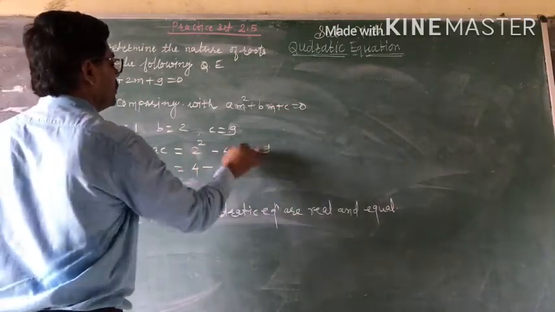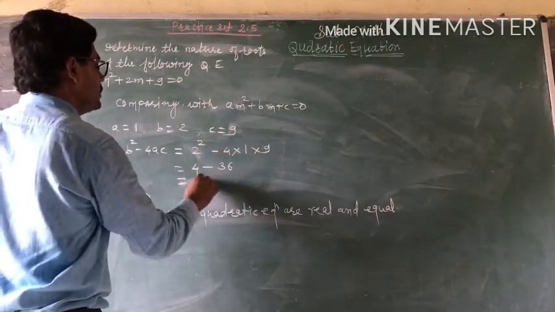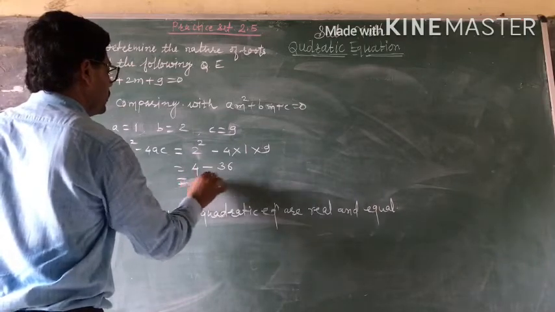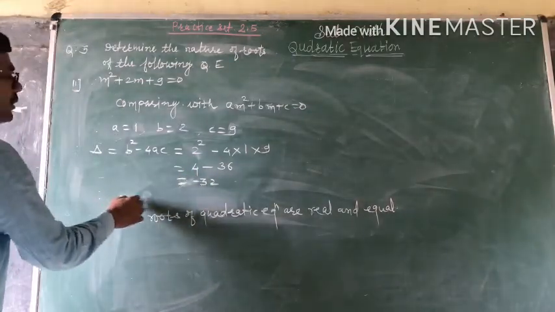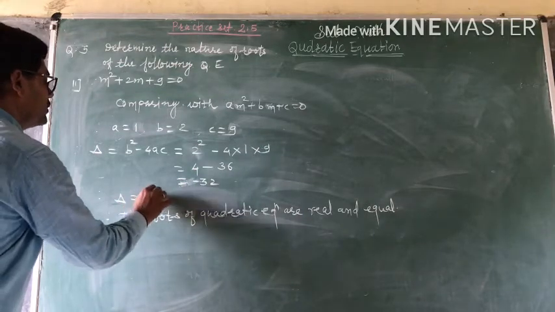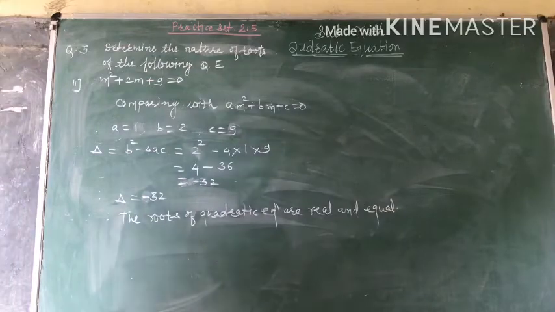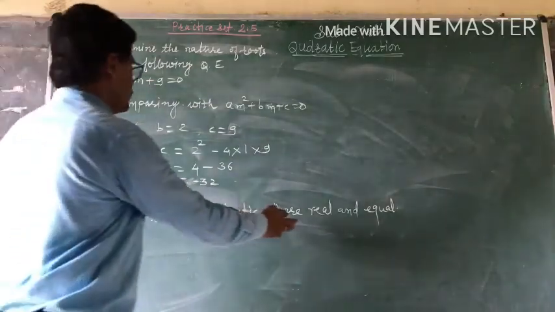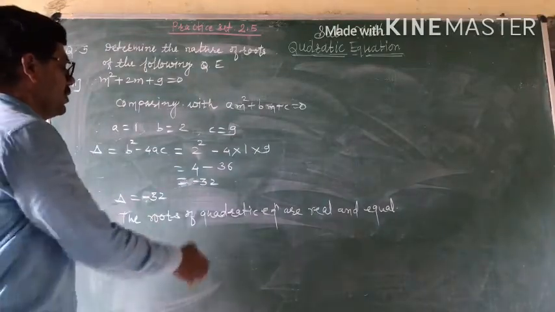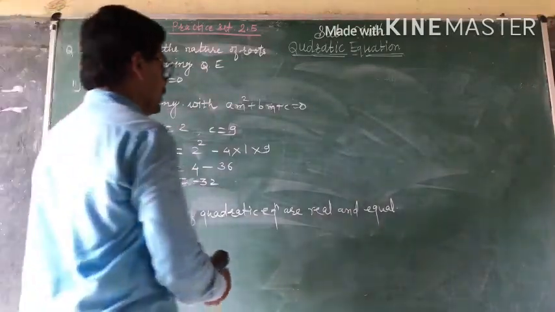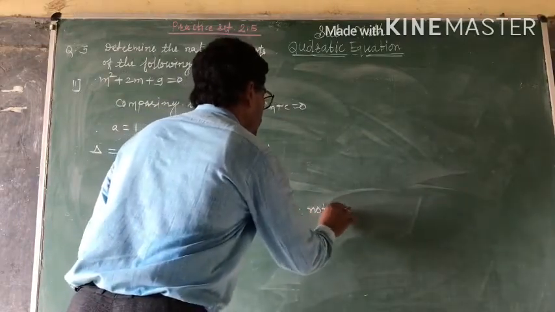4 minus 36, and the value is minus 32. The value of delta, that is the discriminant, is equal to minus 32, which means negative. Therefore, the roots of the quadratic equation: the discriminant is negative, then the roots are not real.